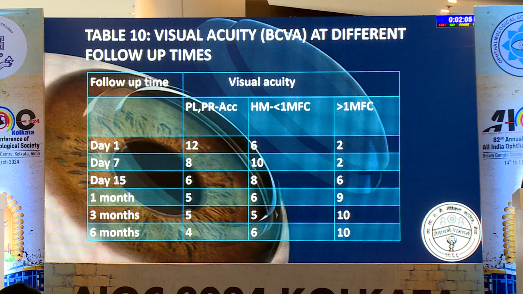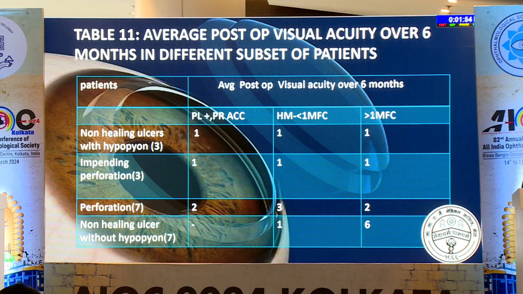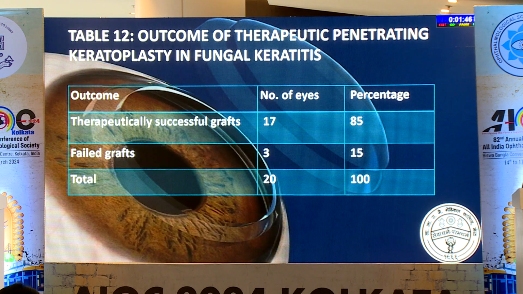This is the table showing visual acuity at different follow-up times. Again, at the end of 6 months, most of the patients were having more than 1 meter finger count. And this is the table showing average post-op visual acuity over 6 months in different subsets of patients. We can see that patients with non-healing ulcer without hypopyon were having a good visual acuity.